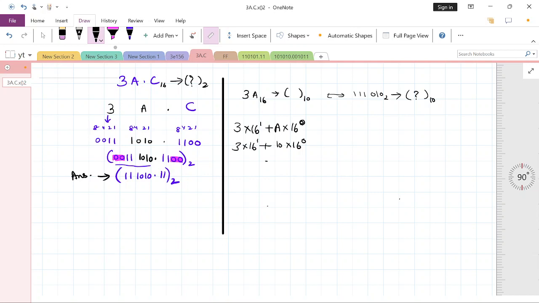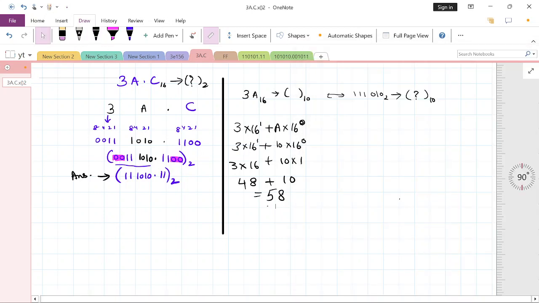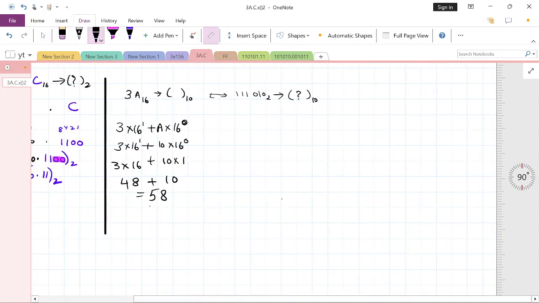Right? Now you can just do your normal addition and first do the multiplication. So this becomes 10, this becomes 48, and your answer is 58. So if you see here in the calculator also, 3a was giving me this answer 58. But the question arises, if I convert this binary pattern, do I get the same answer?